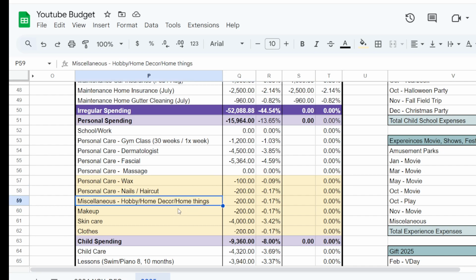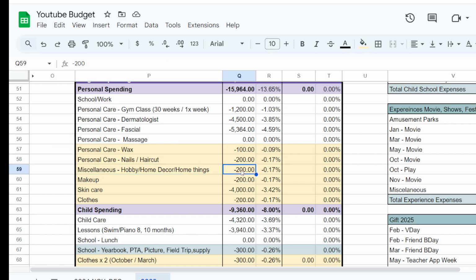And for miscellaneous, this is for any hobbies, home decor, home items, office supplies, anything that just doesn't fall into any other categories below. I just put in miscellaneous. I am trying to limit myself to $200, but that is pretty small. Makeup, I'm limiting myself to $200. Skincare, that one I do go all out, so I'm budgeting $4,000 a year, and clothes $200. I don't really buy clothes that often, but if I do end up having to go to an event or something, then I would be spending some money.